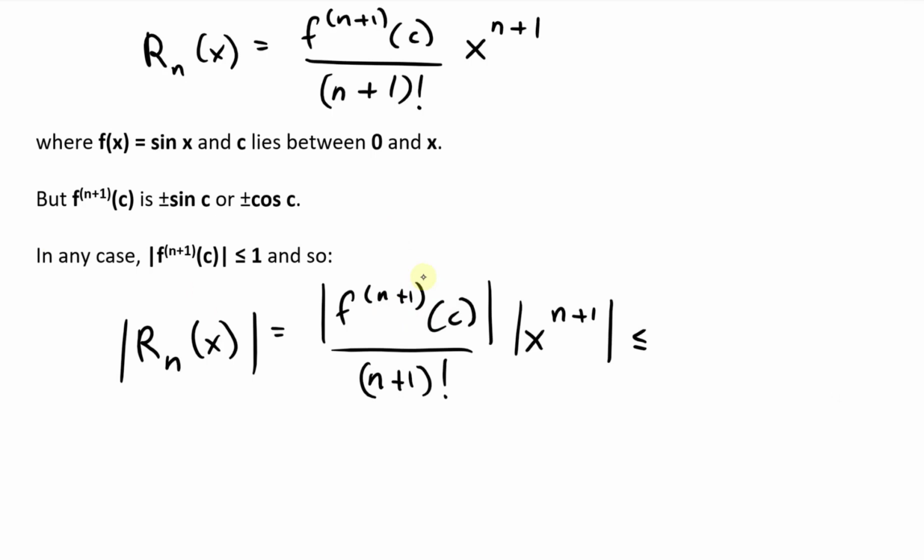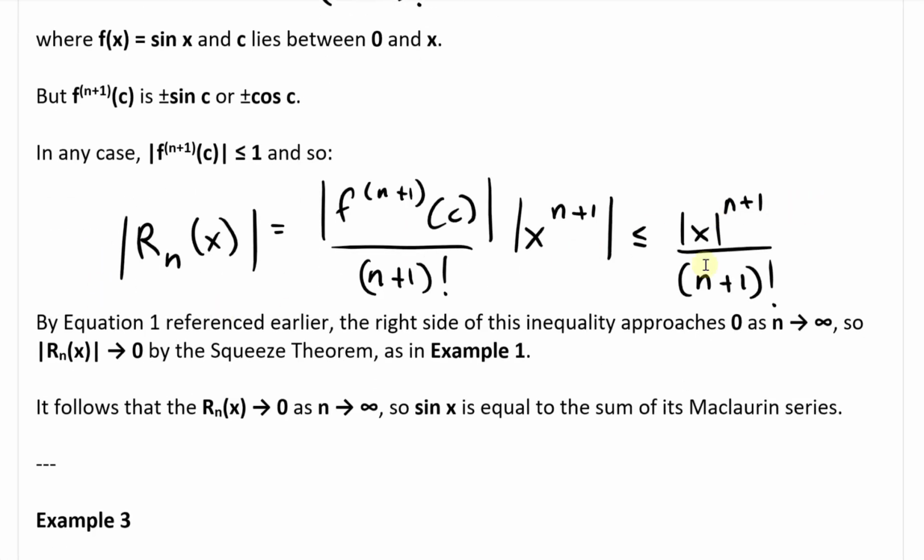So this is going to be less than or equal to, we just make that equal to 1, the absolute value of x, with the absolute value inside, to the power n plus 1, because the x is the only thing that could be positive or negative. And then this is divided by n plus 1 factorial. This form is exactly the same as equation 1 from my earlier video.